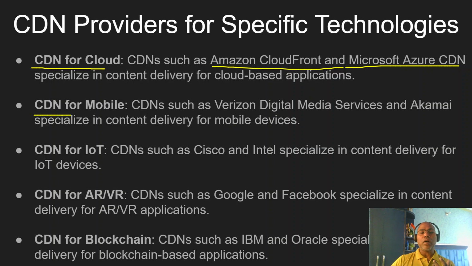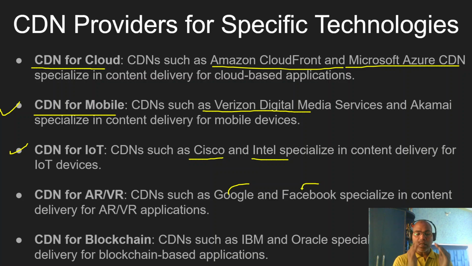If you need a CDN for mobile, you can go with Verizon Digital or Akamai. They are a specialized content delivery network for mobile devices. Maybe IoT devices, so you can use Cisco or Intel. They are a specialized content delivery network for all your IoT devices. Nowadays AR and VR, virtual reality, where you can use Google or Facebook, they have specialized CDNs available for AR and VR. And if you are building an application for blockchain, IBM and Oracle provide specialized content delivery networks for blockchain applications.